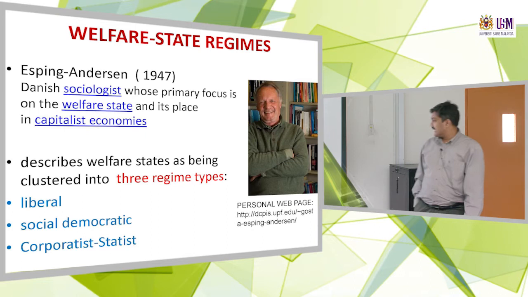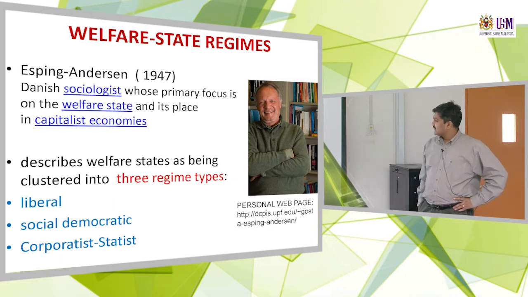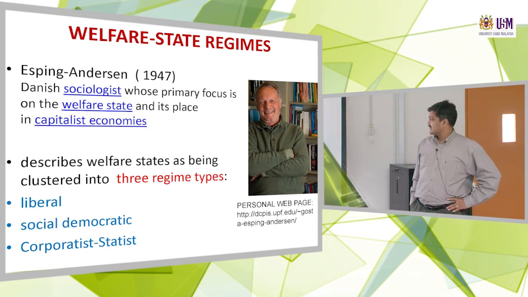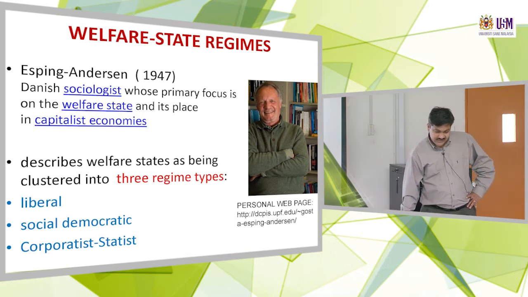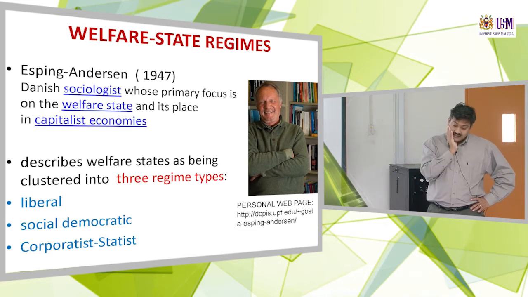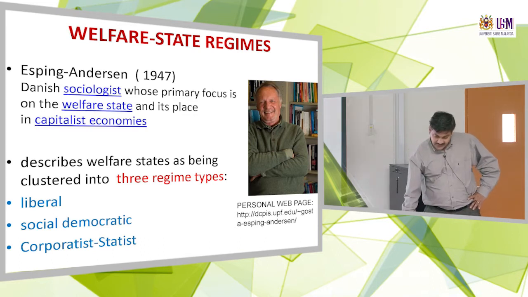We have talked about this person who brought phenomenal differences after his book on welfare, The Three Worlds of Welfare Capitalism, where he discussed three models using this decommodification index. We also discussed it a little, but for the benefit of our friends here, decommodification is an idea proposed by Esping-Andersen, who is a sociologist from Denmark. He still works on different issues.